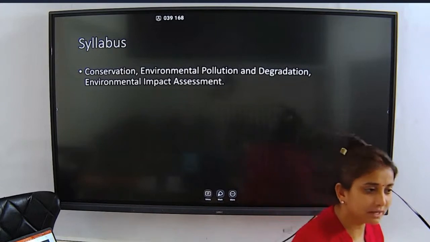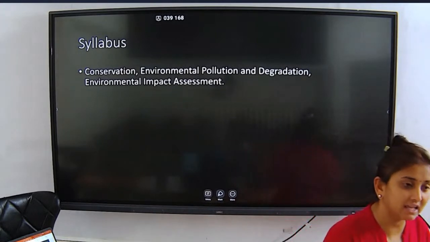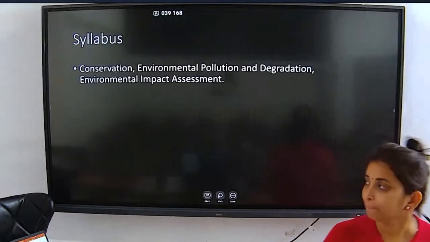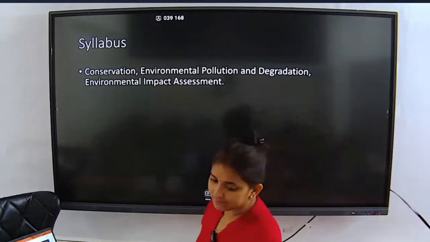So with respect to environment, we need to keep tracking any development which the ministries are planning as well. Now coming to the syllabus part.